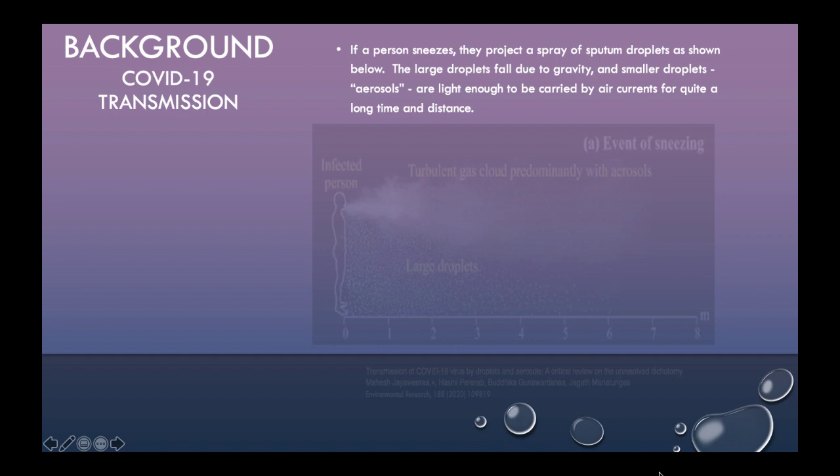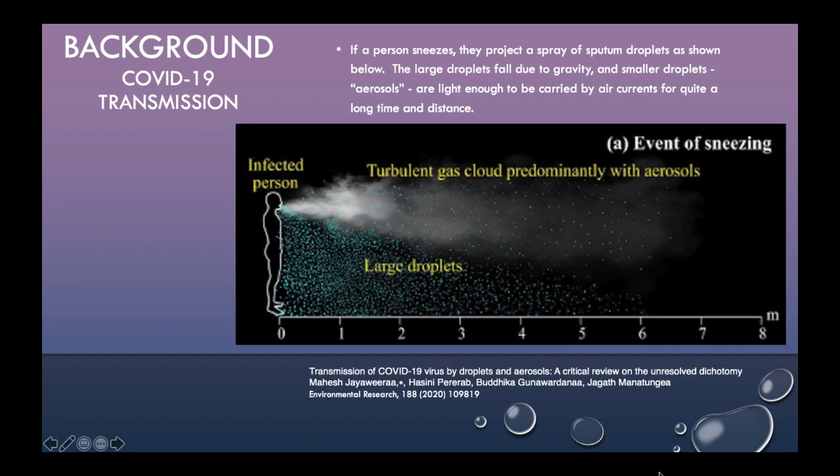If a person sneezes, they project a spray of sputum droplets as shown below. The large droplets fall due to gravity, and the smaller droplets, again called aerosols, are light enough to be carried by air currents for quite a long time and distance. The x-axis below is in meters.